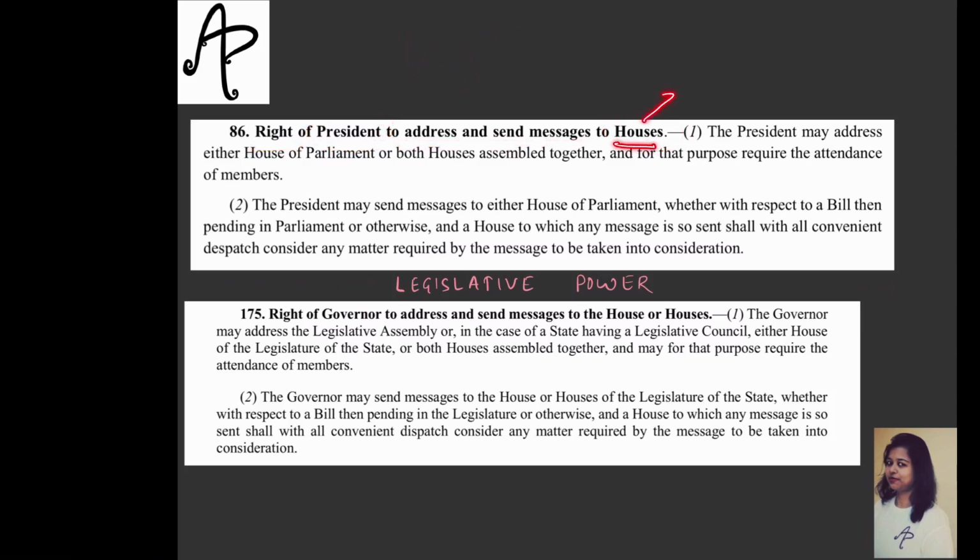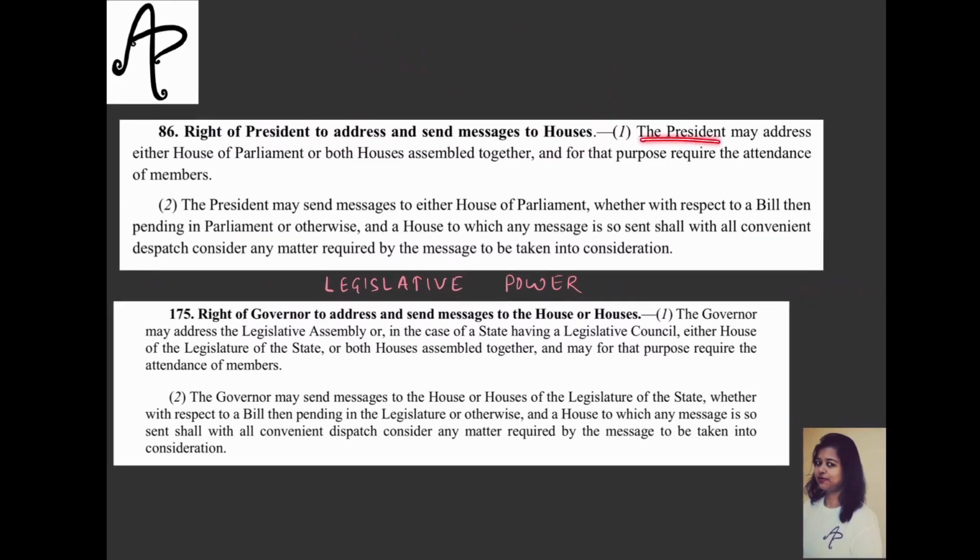So when we talk about the right of the president to address and send messages to houses. Now please notice, houses is written, which means it is talking about one house and both houses also. So the president may address either house of Parliament, so either Lok Sabha or Rajya Sabha, or both houses assembled together. And for that purpose, may require the attendance of the members. That is obvious. Attendance would be required for the members, and then the president, if needed, can address any of the houses or both houses.